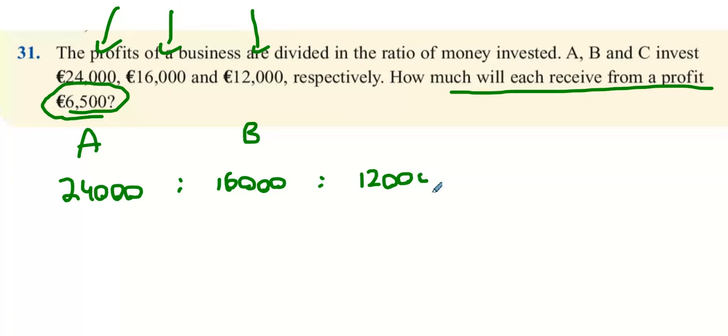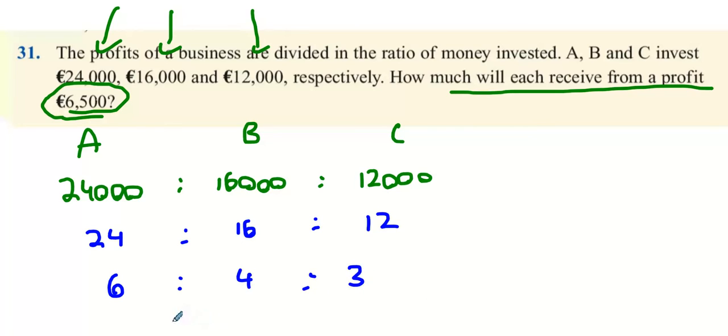So what we're going to do is get the ratio of each of these. First of all, we're going to divide by 1,000. So we get 24 is to 16 is to 12. Next thing we're going to do is divide by 4. 24 divided by 4 is 6. 4 into 16 is 4. And 4 into 12 is 3. Here's our ratio: 6 is to 4 is to 3. Add them together and we get 13 parts.